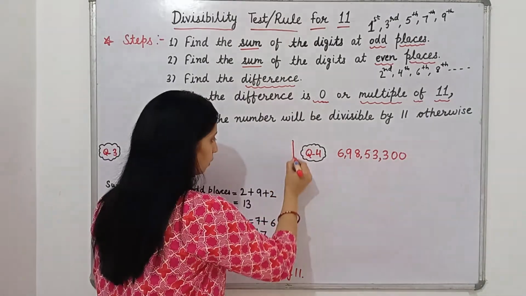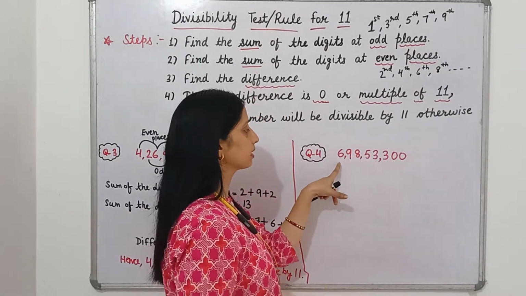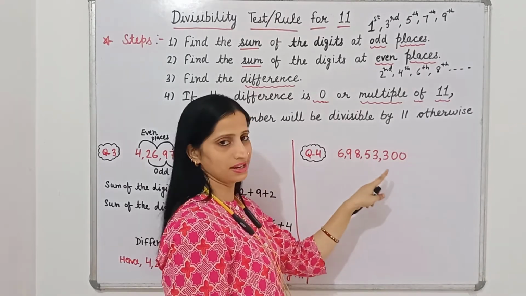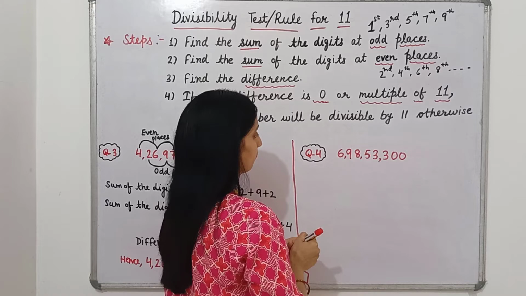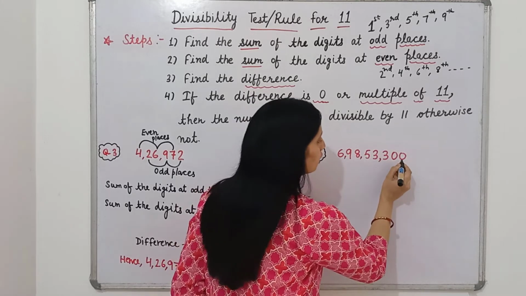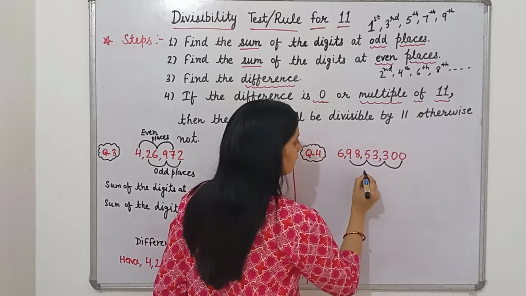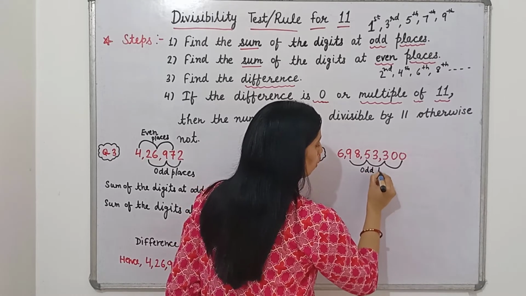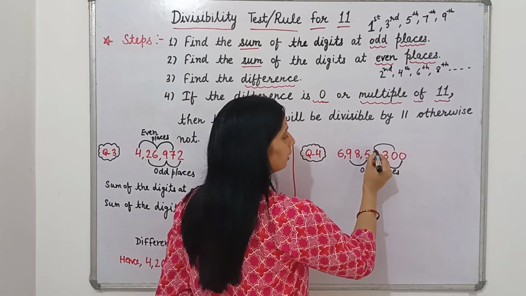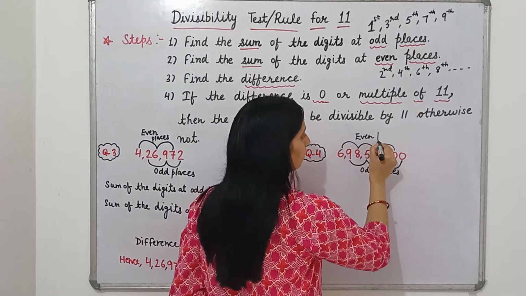So let's solve this one also. Here, what is the number? It is 6,98,53,300. So it's a very big number. Okay, so let's start. So first of all, let's mention the odd places and even places digits. So at odd places 0, 3, then 5 and 9. So these are the digits which are at odd places. And at even places 0, 3, 8 and 6. So these are the digits at even places.